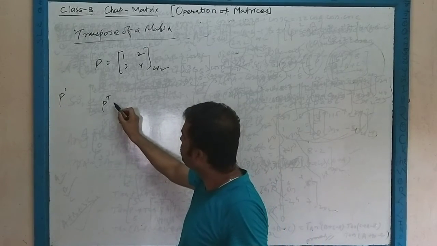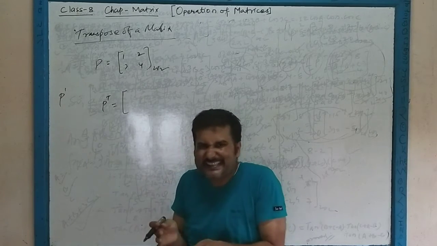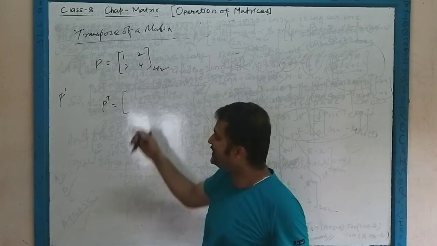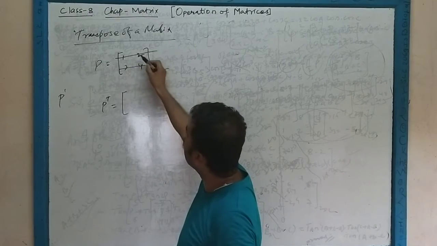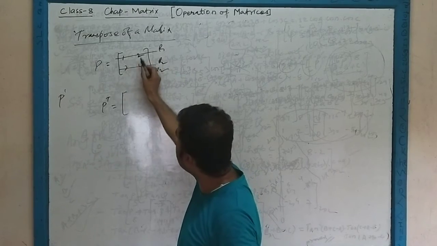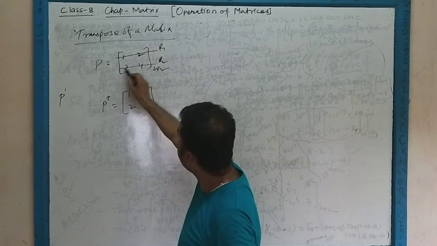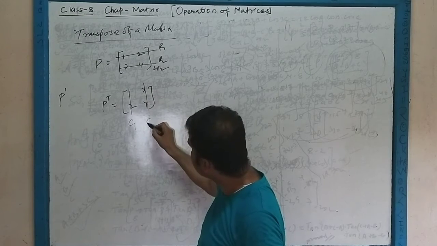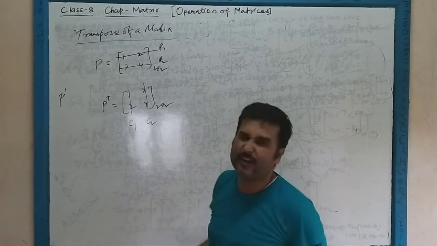P transpose means the matrix formed after interchanging the rows and columns. Rows become columns and columns become rows. So this is the first row, this is the second row, R1 and R2. The first row becomes the first column, so I write 1, 2 as a column. The second row, 3, 4, I make the second column. This is the first column, this is the second column. Its order is 2 by 2. The order here does not change. Why does the order not change?